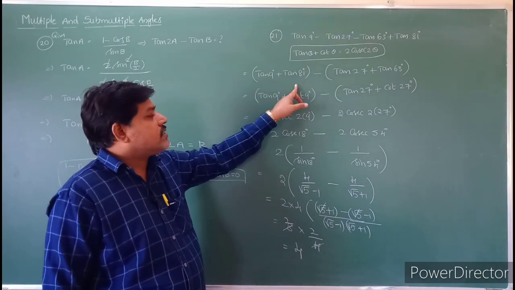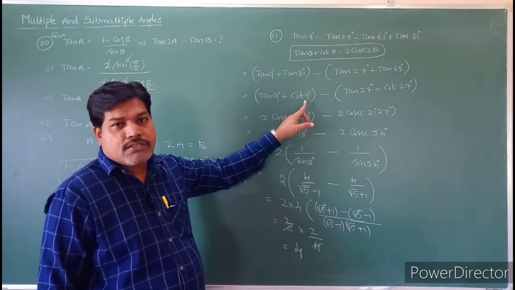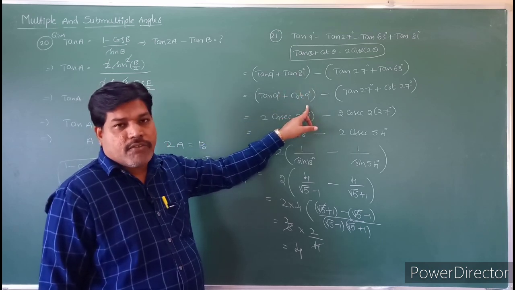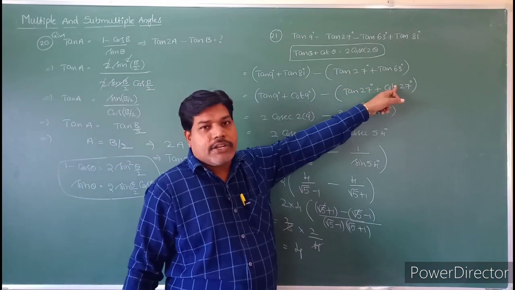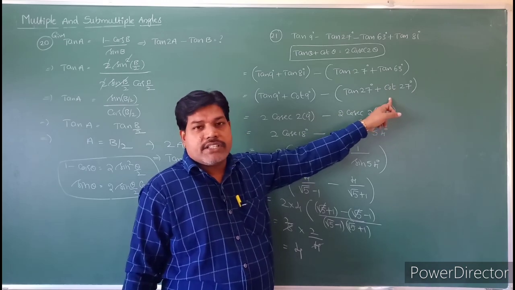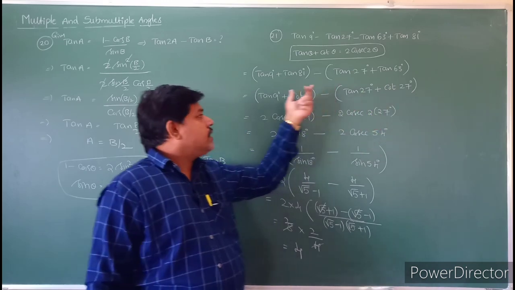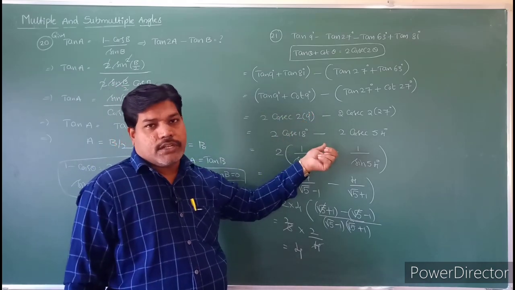So tan 9 plus tan 81. Tan 81 I will write as cot 90 minus theta, so that is nothing but 81. 90 minus 81 is nothing but cot 9 degrees. So here tan 63, you can change it to cot 90 minus 63 degrees, it will become cot 27. It is in the form of tan theta plus cot theta. It will become 2 cosecant 2 theta.